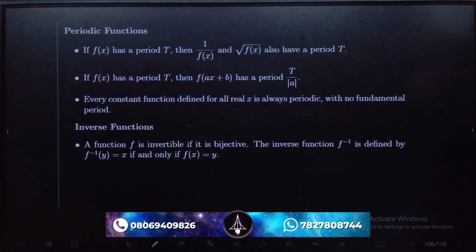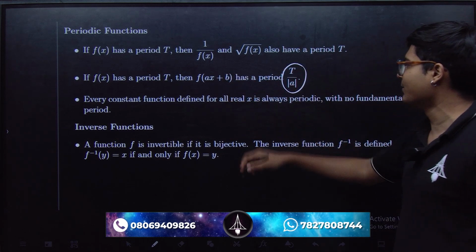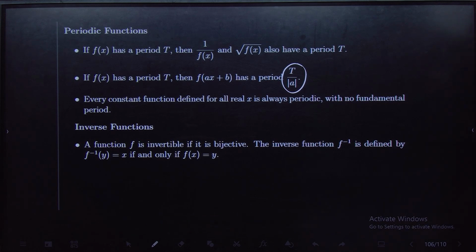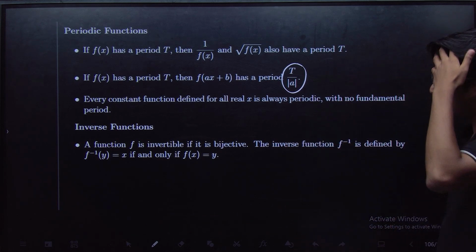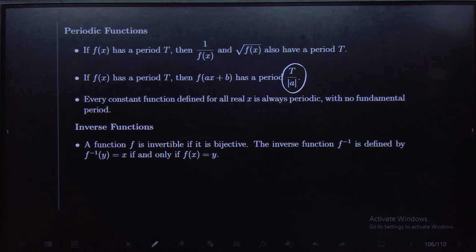Periodic functions: if f of x has a period T, then 1 by f of x and root f of x also have period T. If f of x is periodic with period T, then the period of f of ax plus b is nothing but T divided by mod of a, right? Every constant function is always periodic, but it does not have a fundamental period, right? It's not defined, so it doesn't have a fundamental period. Inverse functions, we have already seen it.